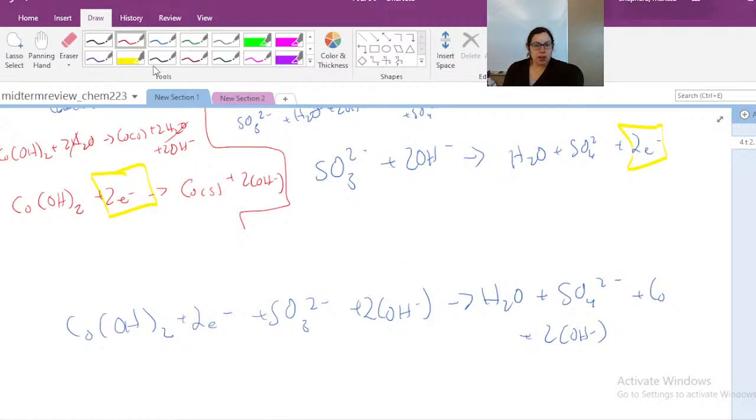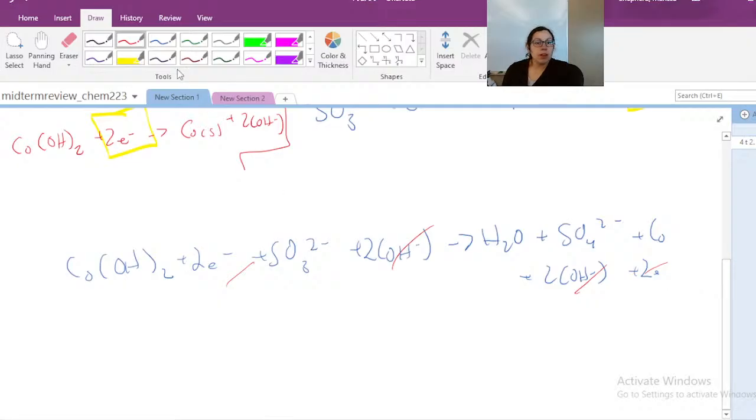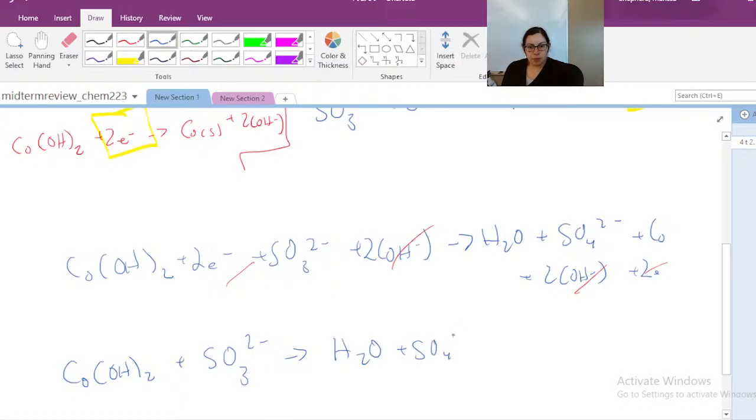So now looks like hydroxide can cancel at the end. 2 electrons on each side. So again, just kind of making sure that it cancels out. And so it looks like we're left with cobalt hydroxide plus our sulfite gives us H2O and sulfate plus cobalt.